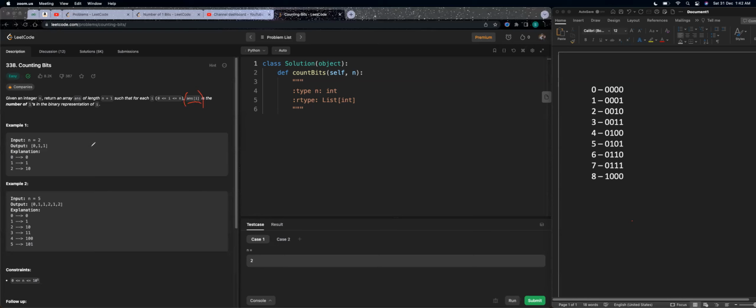So let's say, for example, we have been given n equals 5. Our answer would contain the number of ones we have in the binary representation of 0, 1, 2, 3, 4, and 5. So we would just look at these binary representations and we will put 0, 1, 1, 2, 1, 2. So this would be a sample output for a sample input n equals 5.